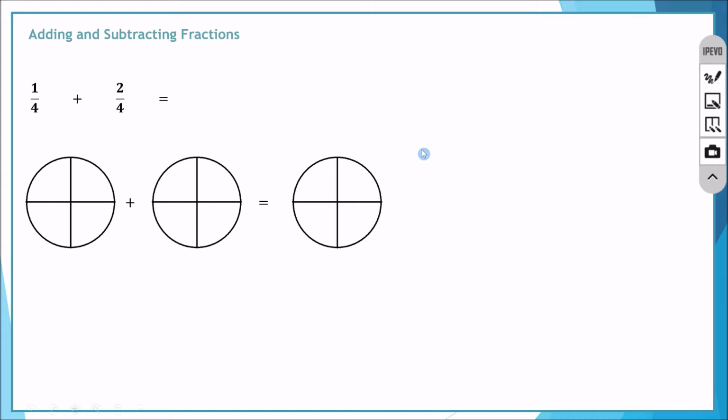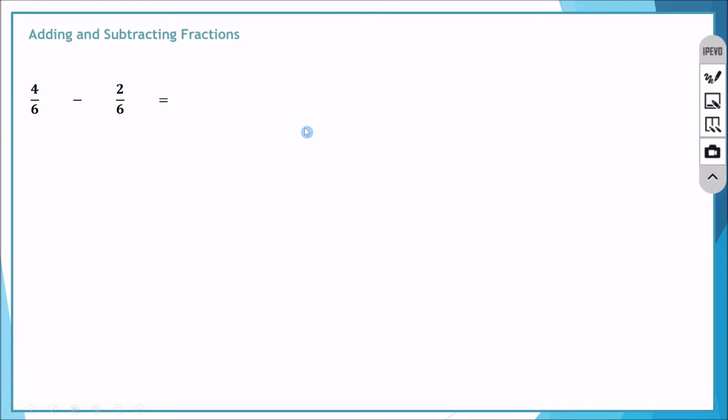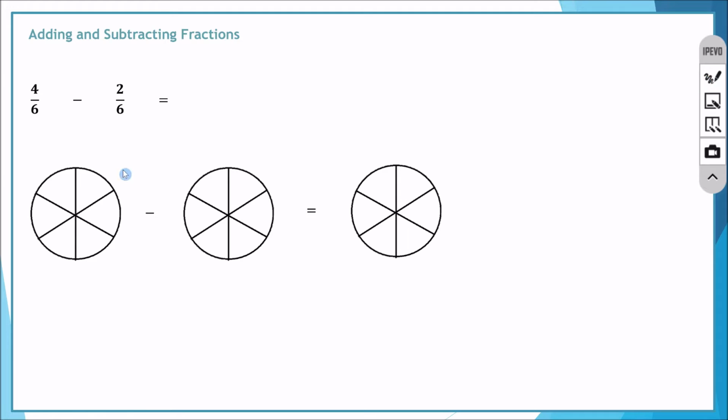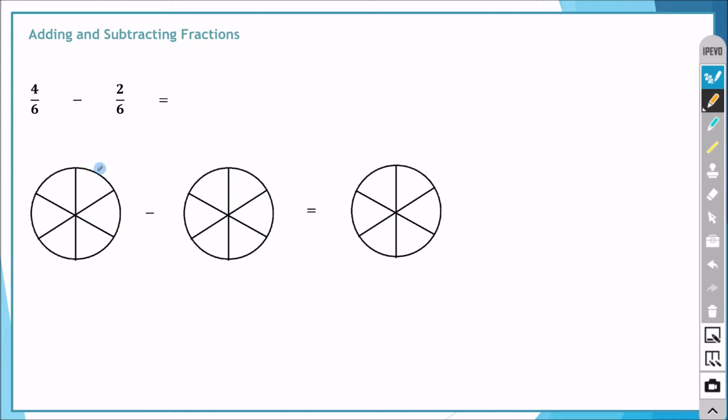So let's move on to something else now. So let's move on to a subtraction. So we've got 4 out of 6 minus 2 out of 6. So we're going to do the same thing we did last time. We're going to start off by drawing our circles. And you can see here that instead of 4, we've got 6 equal pieces now, and that's because now we've got 6 on the denominator. And for the first number, we're going to select 4 out of those 6 pieces. So 1, 2, 3, 4. And for the second number, we're going to select 2 out of those 6 pieces. So we've got 1 and 2.